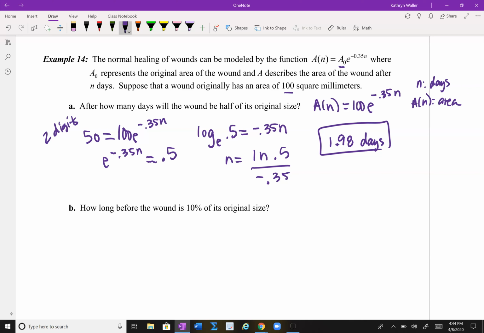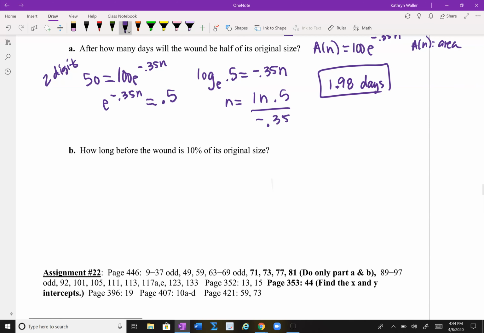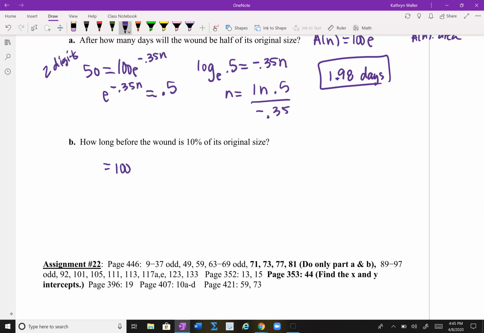Okay, question B. How long before it's 10%? Well, you guys, again, they're asking how long. So I know my n is going to stay an n. 10% of what it was to begin with, well, 10% of 100 is 10. I cannot convert right now because I'm not stuck. The reason I'm not stuck is because of that 100. It's not part of the base or the exponent. So I divide both sides by 100, and I get e to the negative 0.35 n is equal to 10 divided by 100, which is 0.1. And now I'm stuck. So now I convert it.